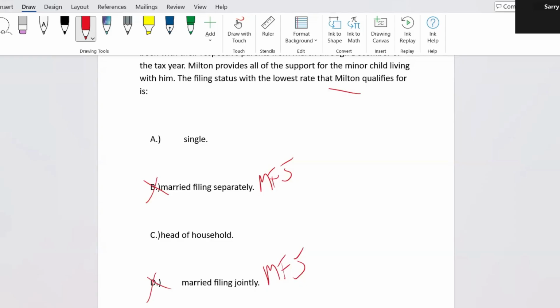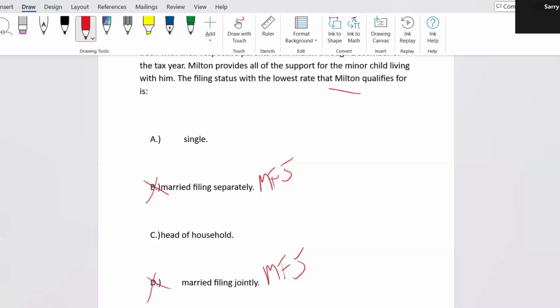So it's kind of an exception, which leaves us now with either single or head of household. Another thing you notice is that head of household is a better rate because it's a higher standard deduction. But now it's a question of which one he qualifies for. That's a key thing too, which one you qualify for. In any scenario, if a client asks you, which one should I do, should I do single or head of household? The obvious answer is you do head of household.